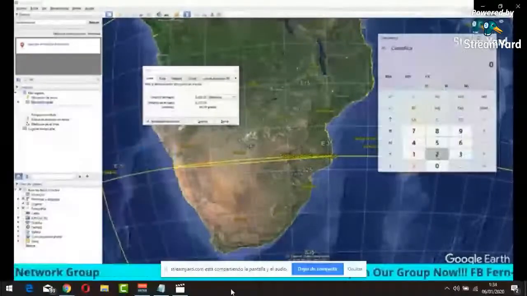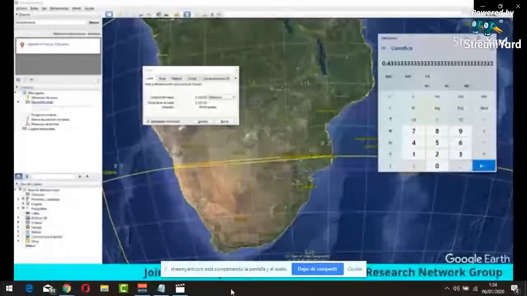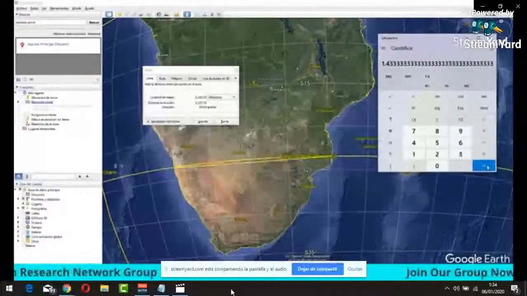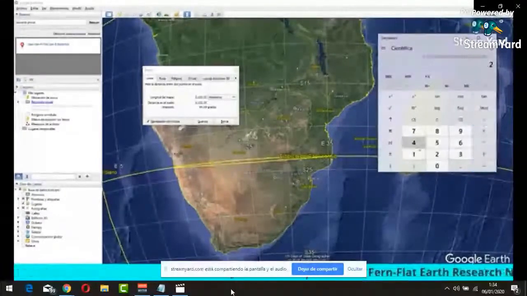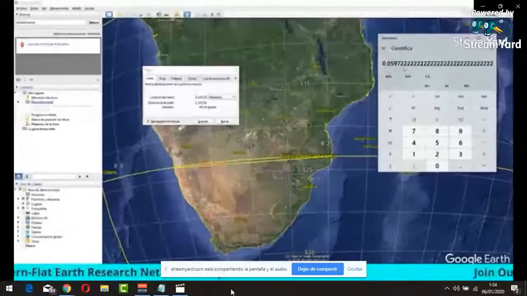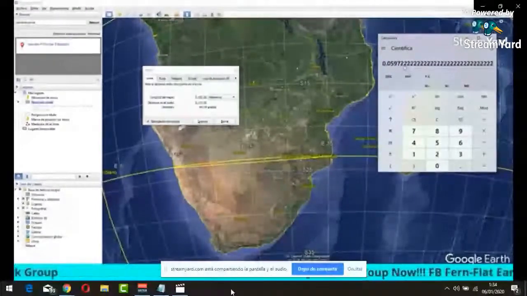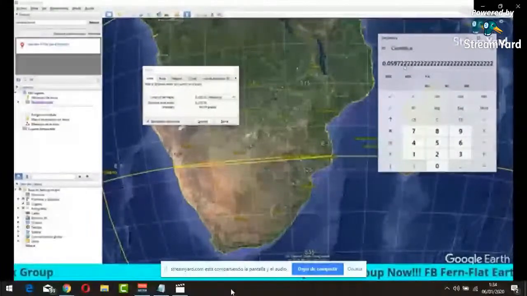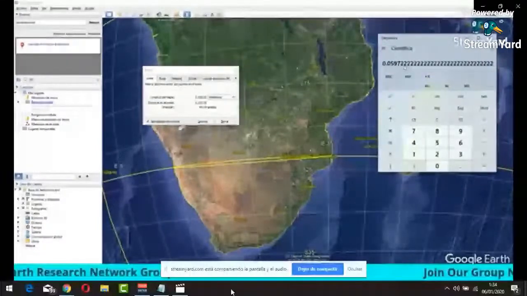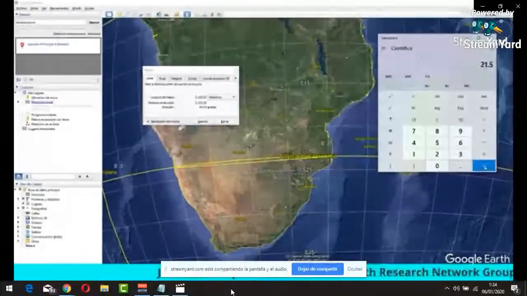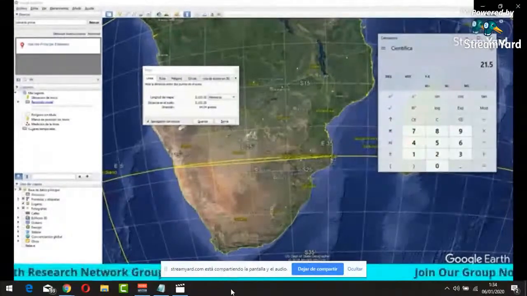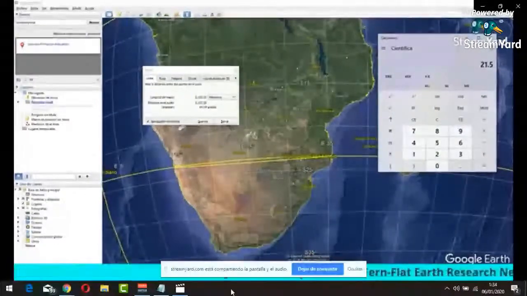Let's use the calculator. 26 divided by 60 minutes plus 1 is 1.43 hours, divided by 24 hours. That gives 0.05972. I don't know if you understand, but we are trying to measure what part of the total circumference Africa is. Times 360 degrees, that's 21.5. So this is an arc of 21.5 degrees.